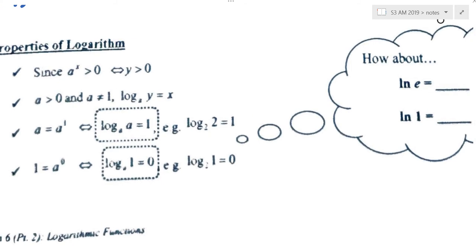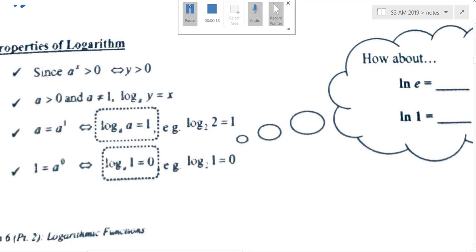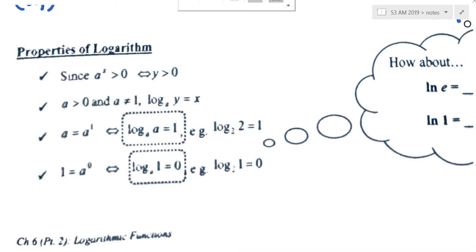Okay, now let's go through the property first. Now, since a to the power of x is more than 0, y is more than 0, wow, a lot of things here. Very blur, right, the paper.